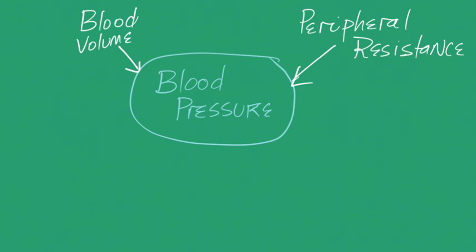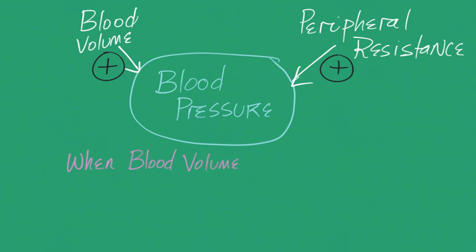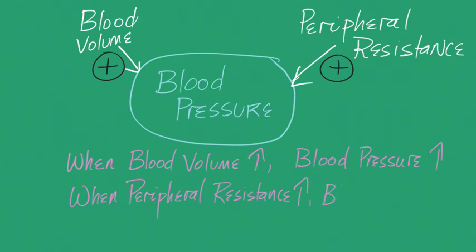Peripheral resistance is the same as the resistance that we studied earlier. The only reason we call it peripheral resistance is because we're dealing with blood vessels that are peripheral to the heart. So when blood volume increases, blood pressure increases as well. When peripheral resistance increases, blood pressure increases as well.